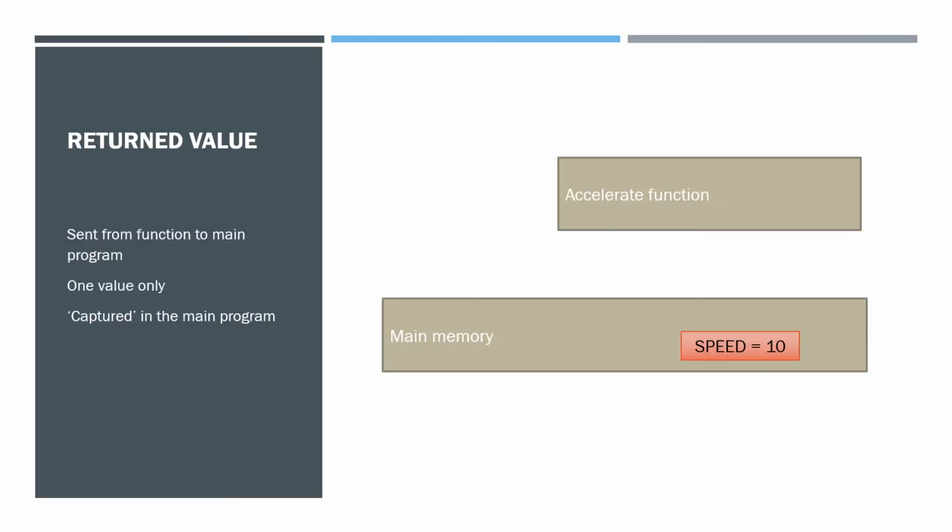And having done that, I can return a value to the main program, and that will turn my procedure into a function. So I can send speed from the main program to the accelerate function. It will change it and then send the changed value back to the main program and overwrite the original value. Only one value can be sent, and it is captured by a variable in the main program. This gives us much greater control over what the functions of our program do.